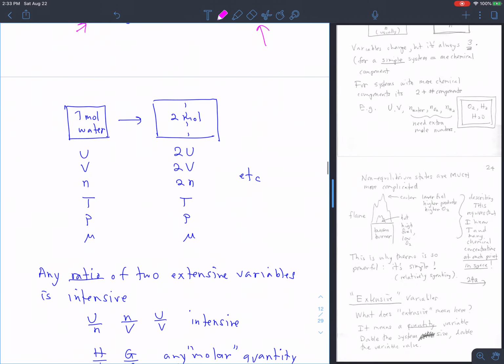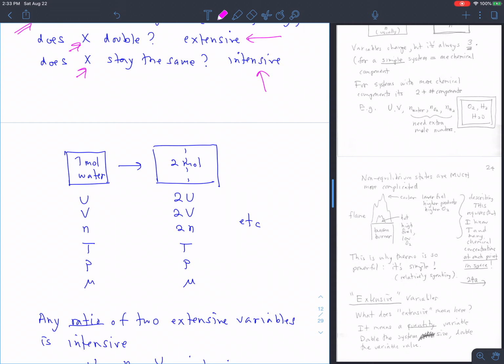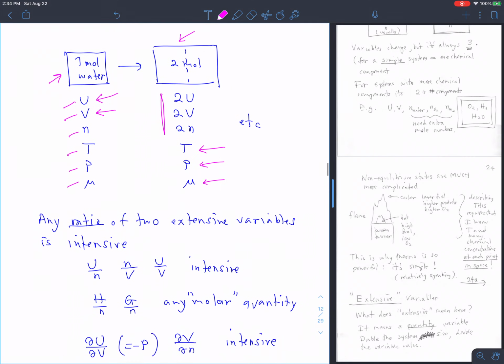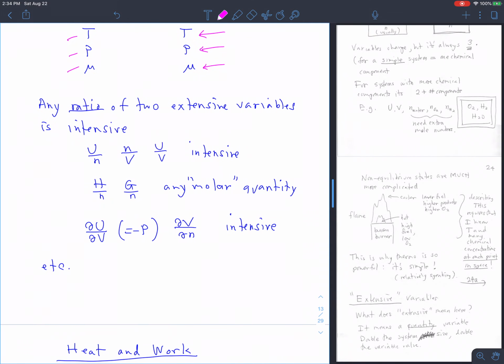And so, for example, let's look at some quantities. I have 1 mole of water. I have energy, volume, mole numbers. When I double the system, I've got 2 moles of water over here. I've got twice as much energy, right? I've got twice as much volume. So all those quantities double. Those are all extensive. On the other hand, there's temperature, pressure, and chemical potential. The temperature doesn't double. It's the same everywhere, even when I double the system. And the pressure doesn't double either. And the chemical potential is less familiar to people, but that also doesn't double. So those are intensive.